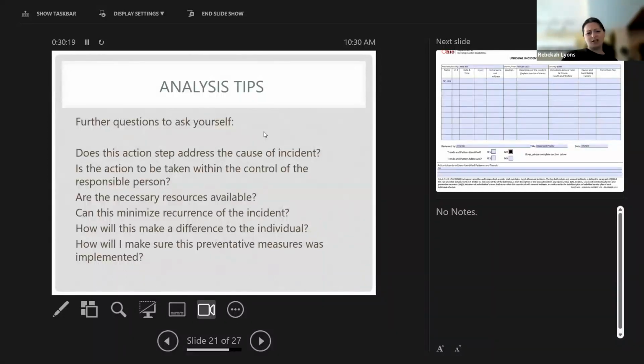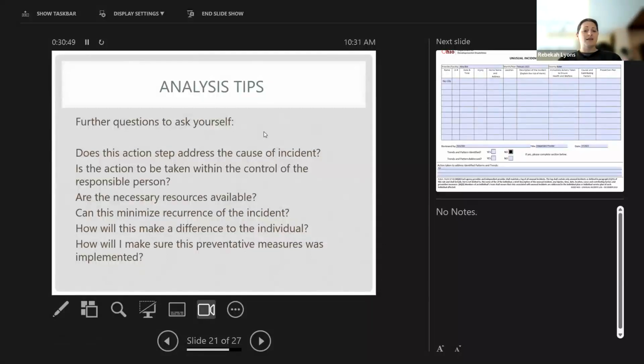And there's some further questions. When you're putting an action step in place, either for the prevention plan or addressing the trends and patterns, does this action step address the cause? Is that within the control of the responsible person? Are you asking staff to take someone to the doctor when their family is responsible for that? You're overstepping boundaries there. So you want to make sure that you're working within the boundaries of what you have.